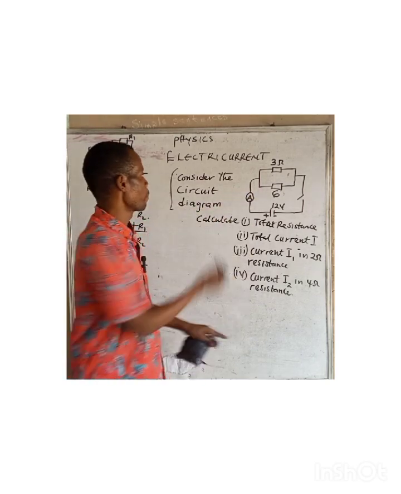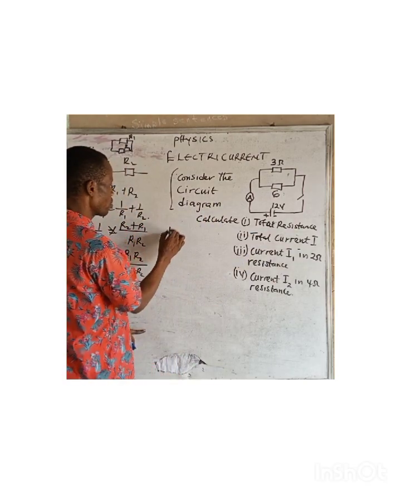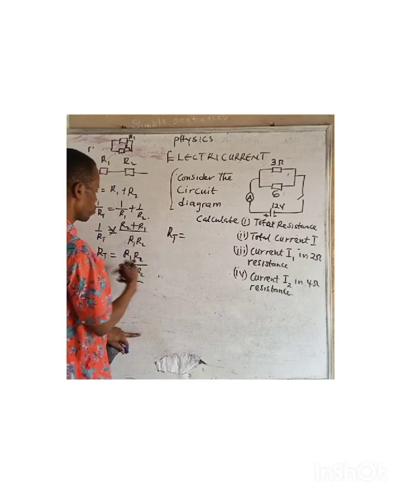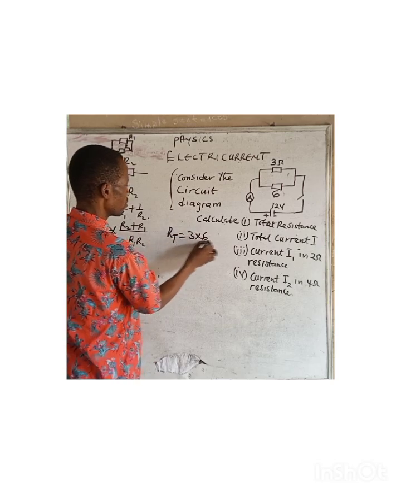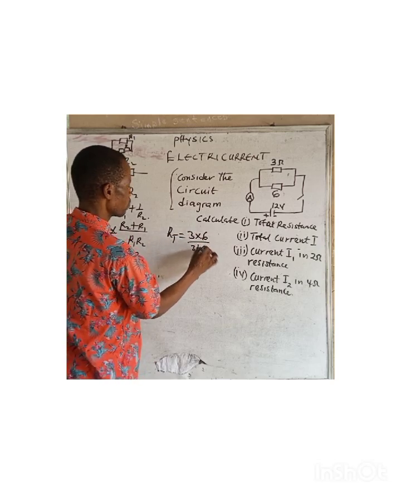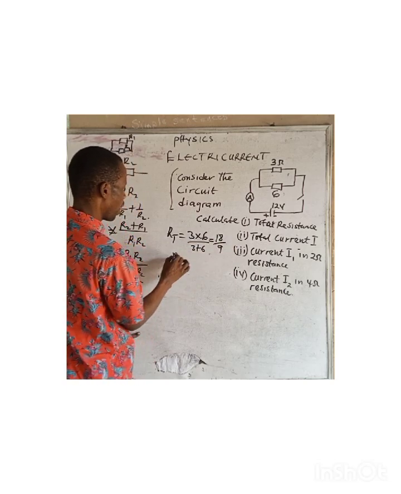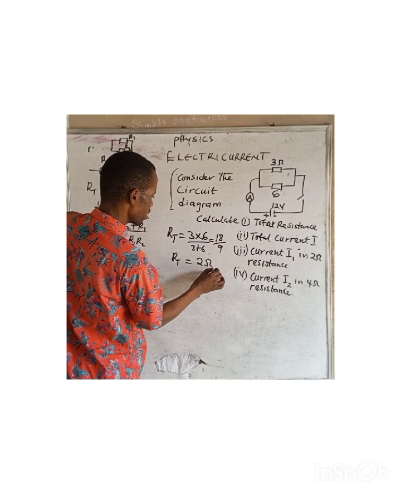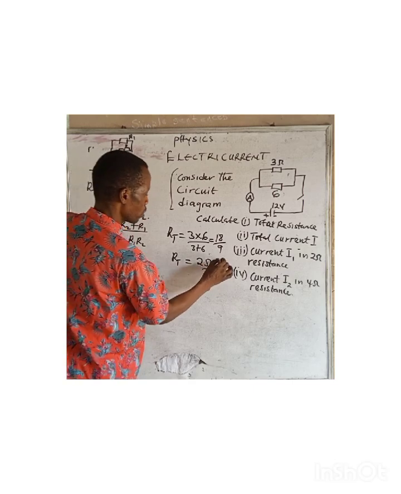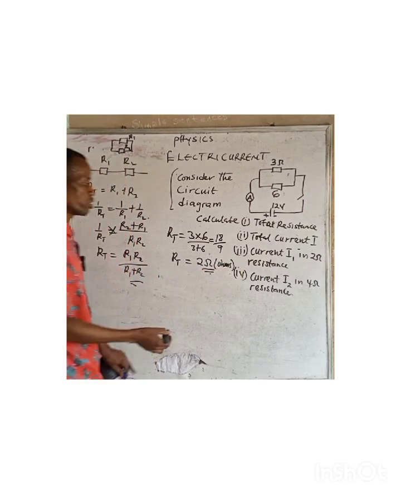Now, looking at this question, consider the circuit diagram, calculate total resistance. So our total resistance is R total, which is what? Product over sum. So we are going to have what? 3 times 6 all over what? 3 plus 6. This gives us what? 18 all over 9. So our R total at this level is going to give us 2 ohms. That is the unit of resistance. Ohms, as units of resistance.